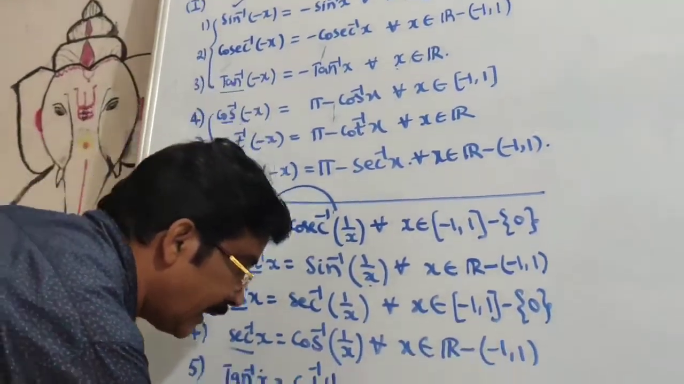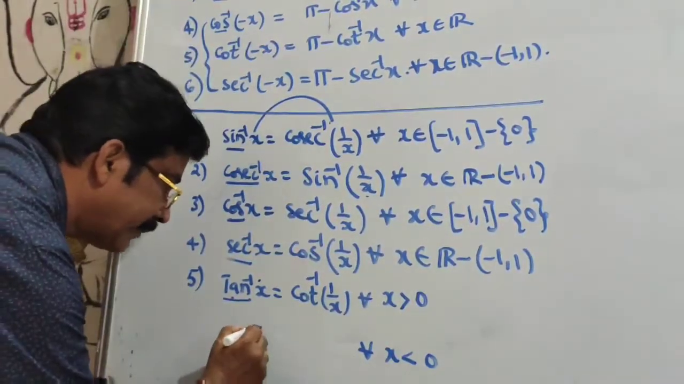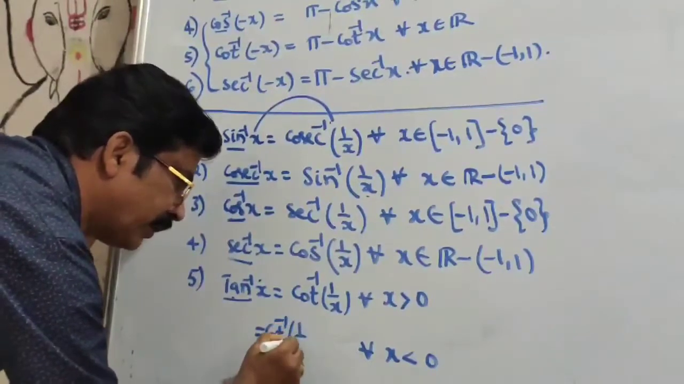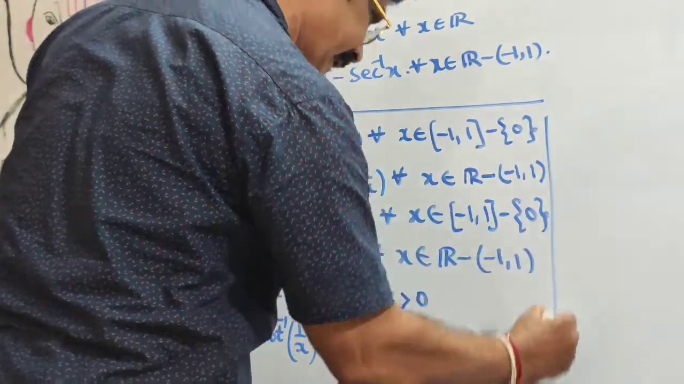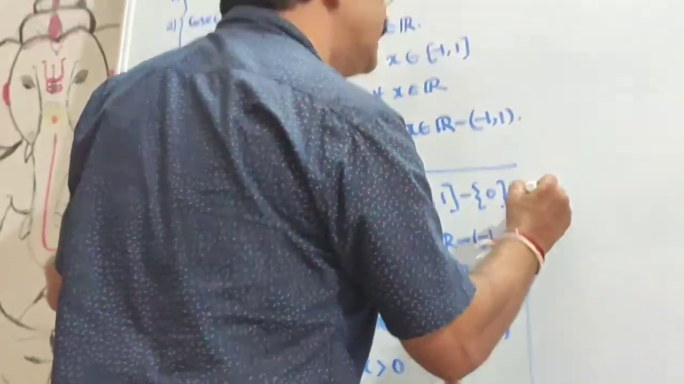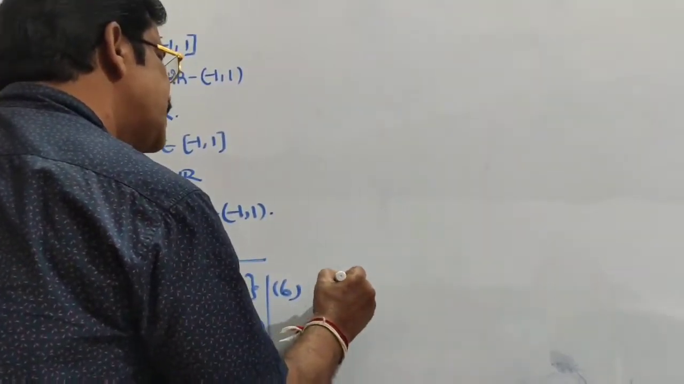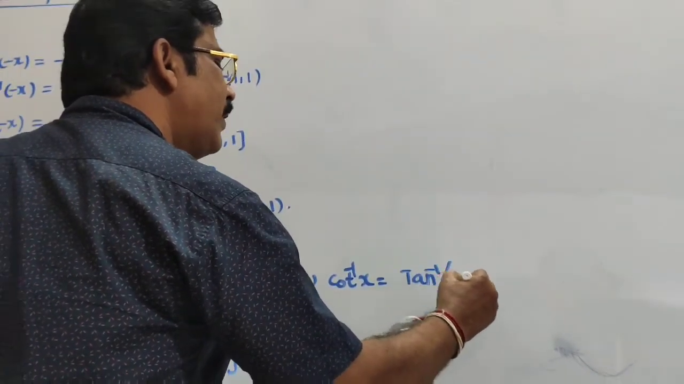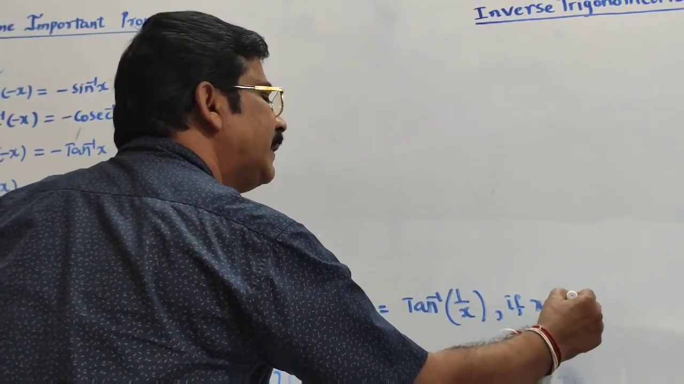Next, another case is there. For all x negative, you copy as usual: cot inverse of 1 by x minus pi. Okay, next, in this Roman number 2, number 6: cot inverse of x equals tan inverse of 1 by x, for x positive.